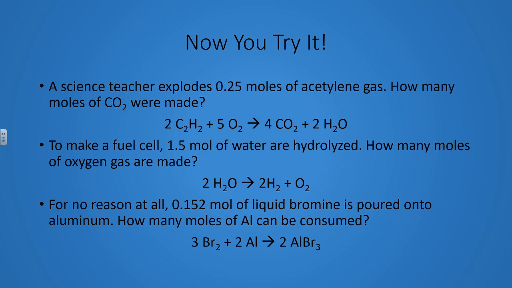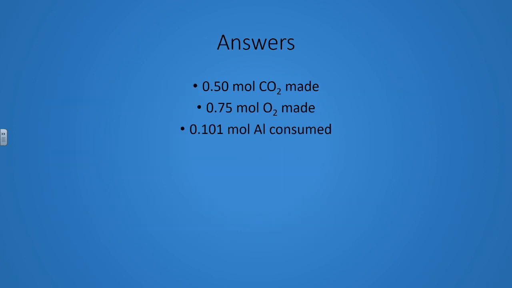Okay, welcome back. I hope you were able to come up with the answers that I came up with: the amount of carbon dioxide that you'll make, the amount of oxygen you make, and the amount of aluminum that you will consume. If you came up with all of those, then it looks like you are on your way to understanding the scale factor method and how to apply it to chemical reactions.